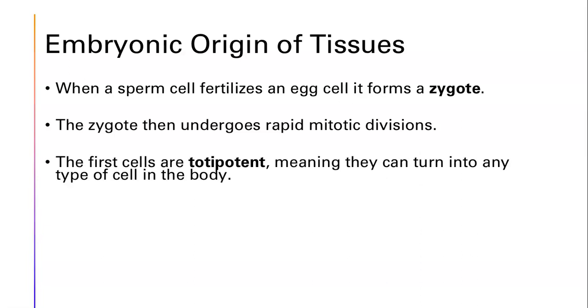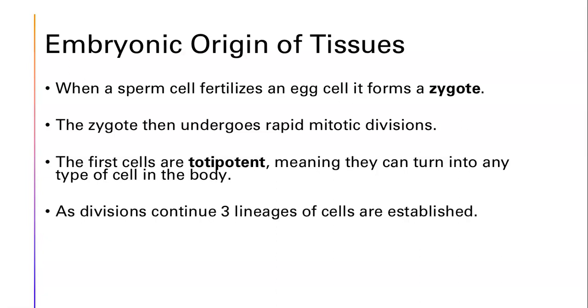Those first cells are totipotent. What totipotent means is that they can turn into any type of cell in the body. They could turn into nervous tissue, muscle tissue. They could turn into a neuron. They can turn into, like I said, just skin cells. They could do anything. But as divisions continue, we get three lineages of cells.